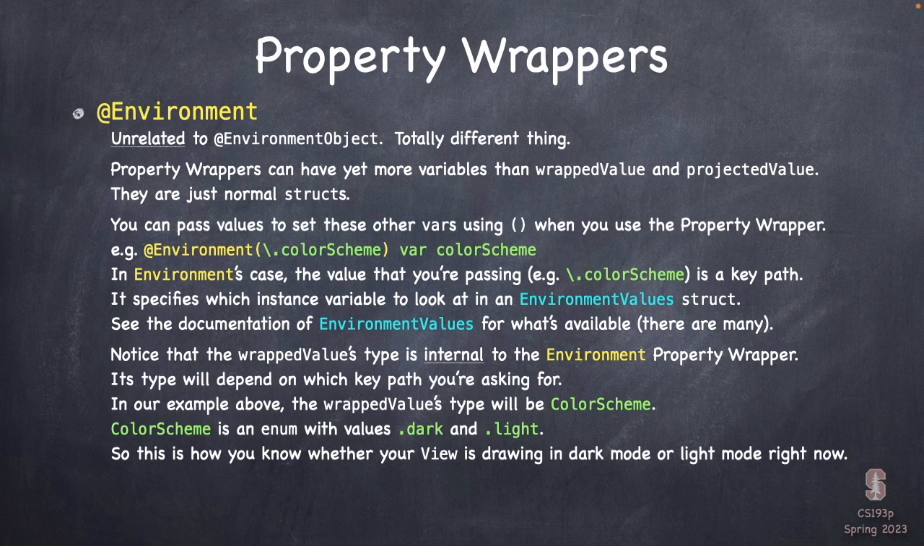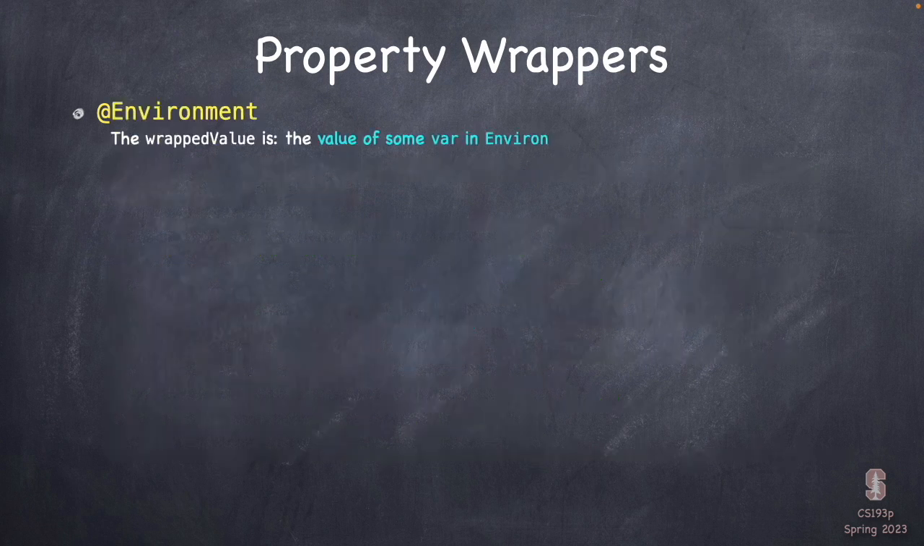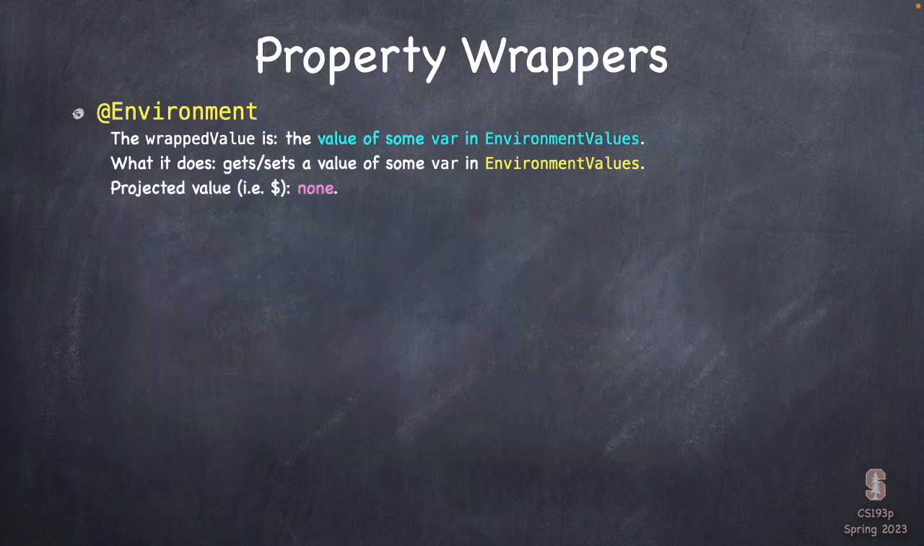Notice that you don't specify the type there. The colorScheme has no colon something like @State or @Namespace had. That's because it depends on which environment variable you're looking at. The ColorScheme is an enum with dark and light and other things that's built into the environment. It just happens automatically there. To summarize, @Environment's wrapped value is the value of some var in that environment variable's place, and its projected value is nothing. So you can't have a binding to those things. Okay. Some of the environment variables themselves are actually bindings, but that's a whole different thing.